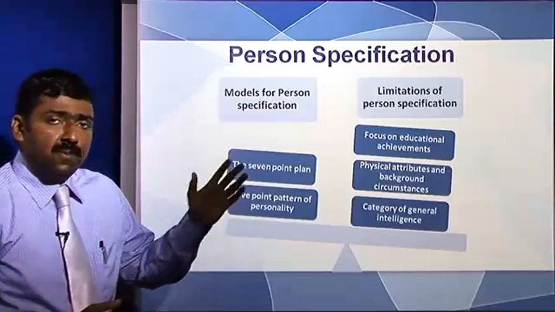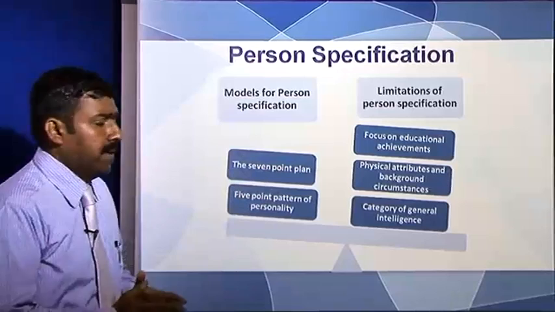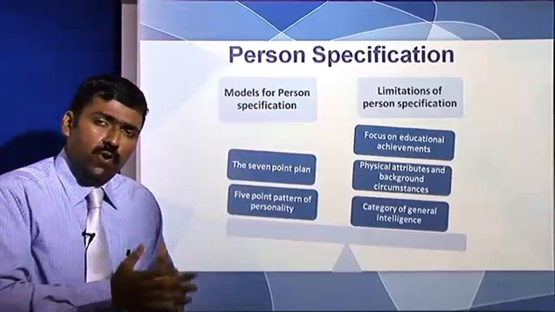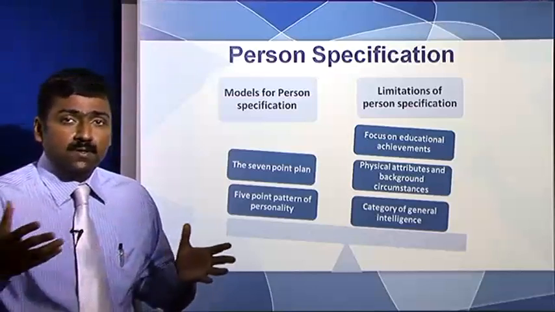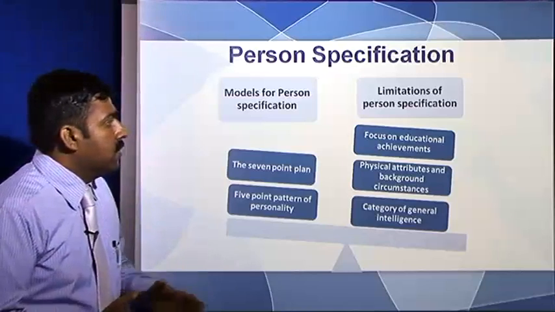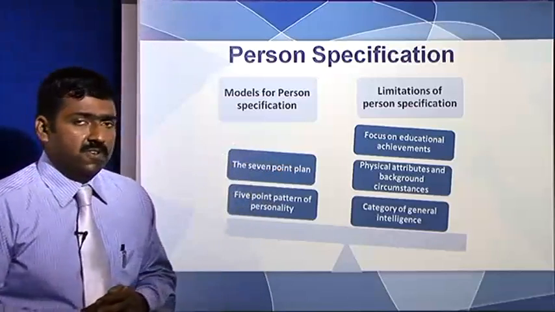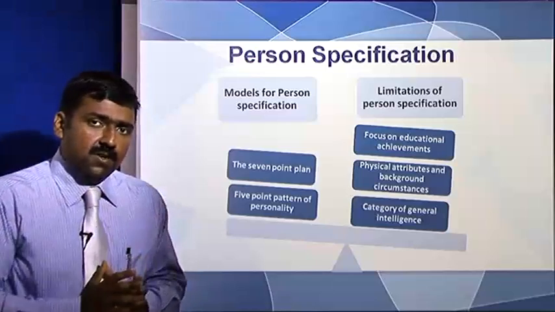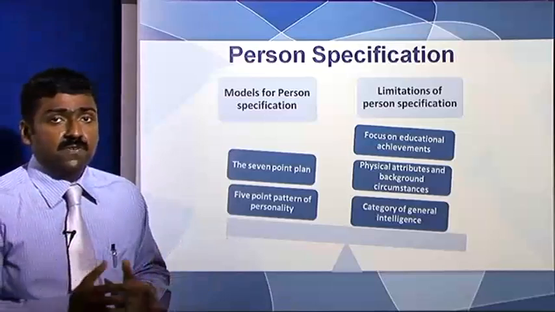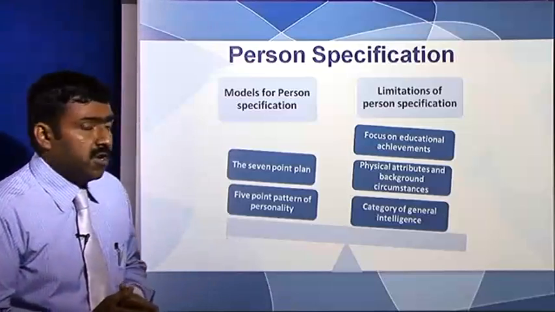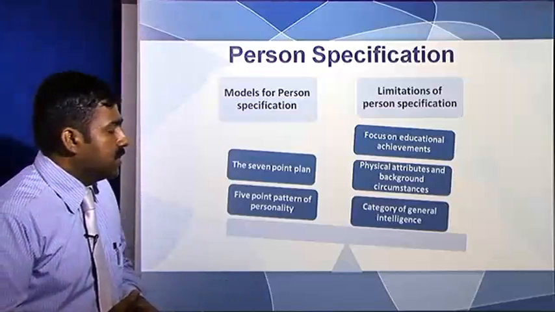Now, there are certain limitations to person specification. There is an obsessive focus on educational achievements. We all know that, to a great extent, educational achievement does not translate into work performance or the expected level of performance. So there is excessive focus on educational achievements, physical attributes and background circumstances. Concentration is more on the physical attributes of a particular job and the background circumstances of a candidate. So it is not exactly what is expected in terms of job performance. This can be a disadvantage.